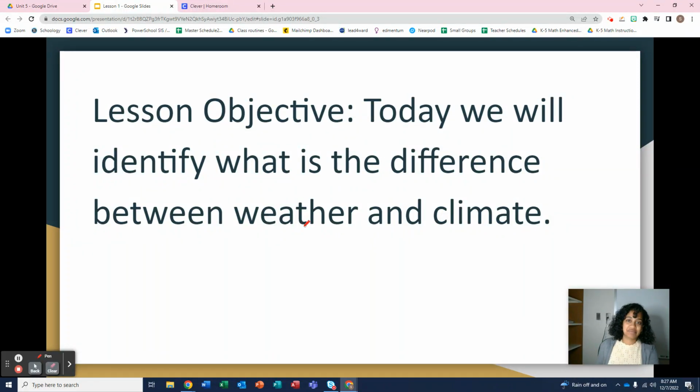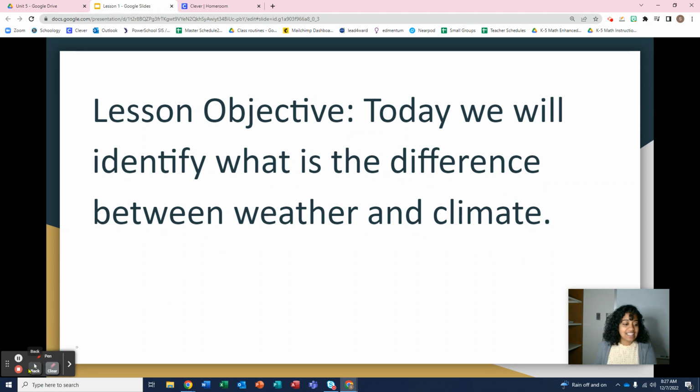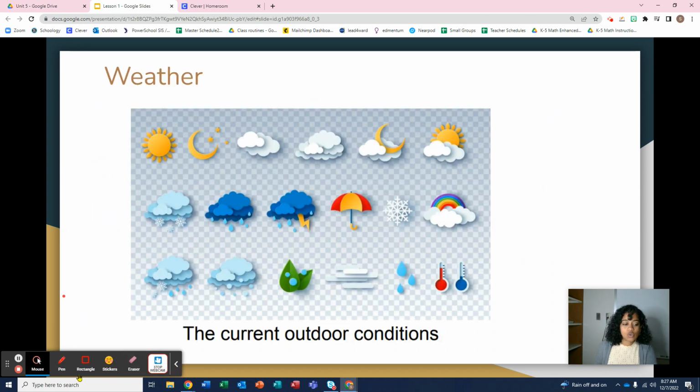Let's go over today's lesson objective. So, today we will identify what is the difference between weather and climate. Okay, let's go ahead and get started. So, first, let's go ahead and figure out what is weather.